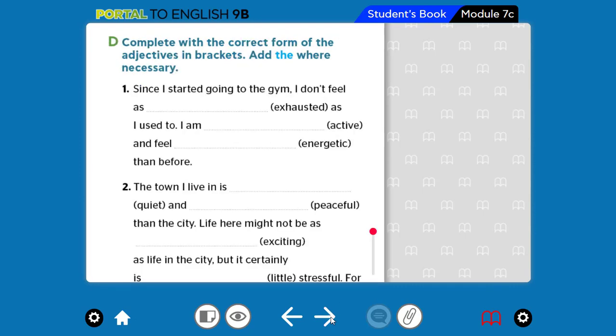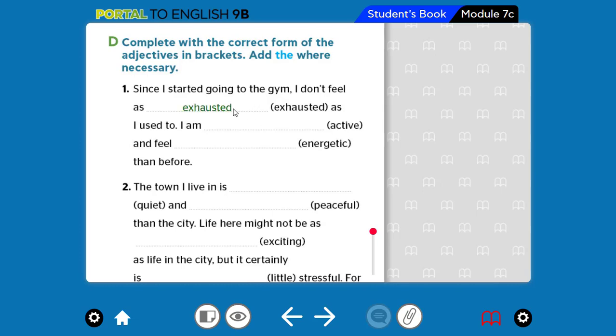Now let's answer exercise D. Complete with the correct form of the adjectives in brackets. Add "the" where necessary. Number 1. Since I started going to the gym, I don't feel as exhausted as I used to. You remember that when we use "as", the adjective remains as it is.